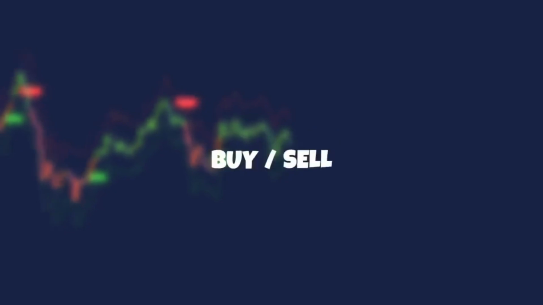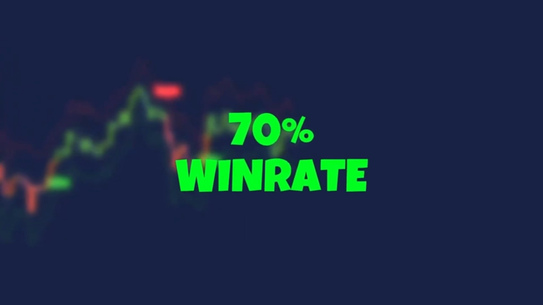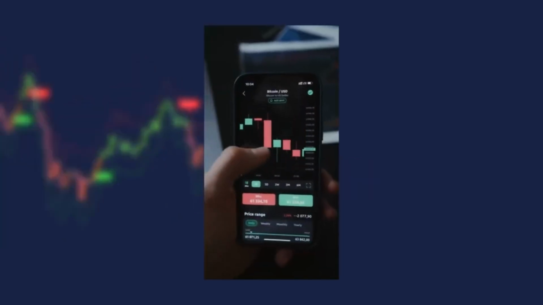Stop using ordinary buy-sell indicators. This secret indicator will give you a 70% win rate, and the best part is you only trade 3 times a day.